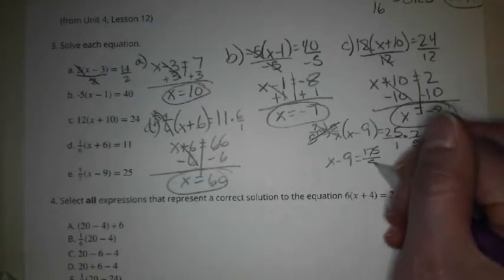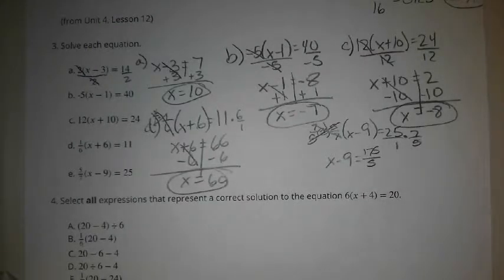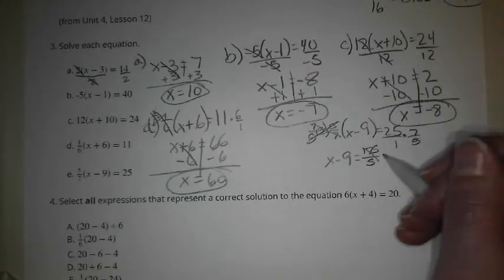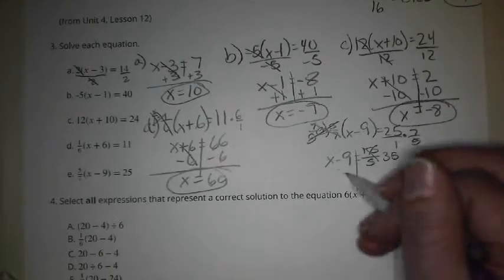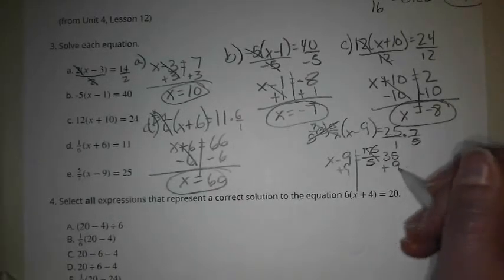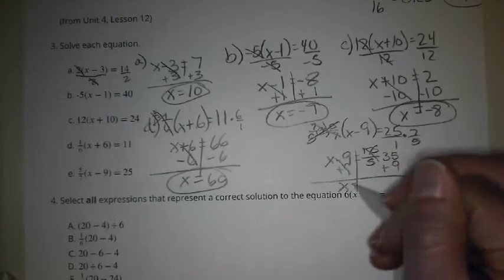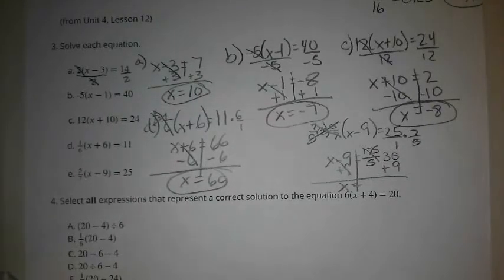1 times 5 is 5. I could probably simplify that, so I could make that into 35. 175 divided by 5 is 35. Add 9 to both sides. x would equal 35 plus 9 is 44.